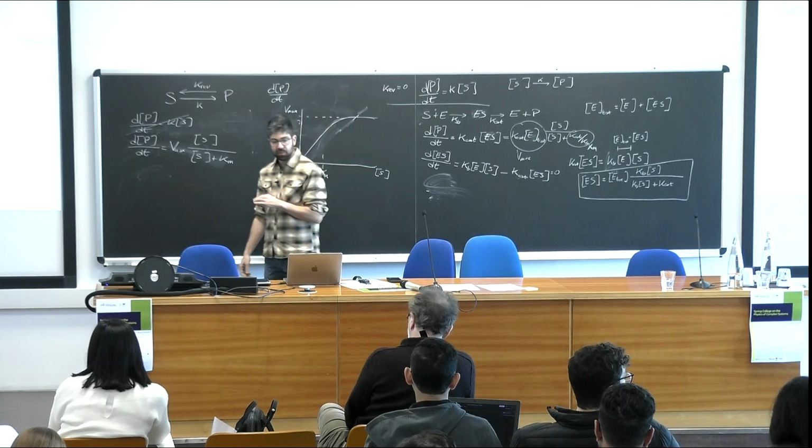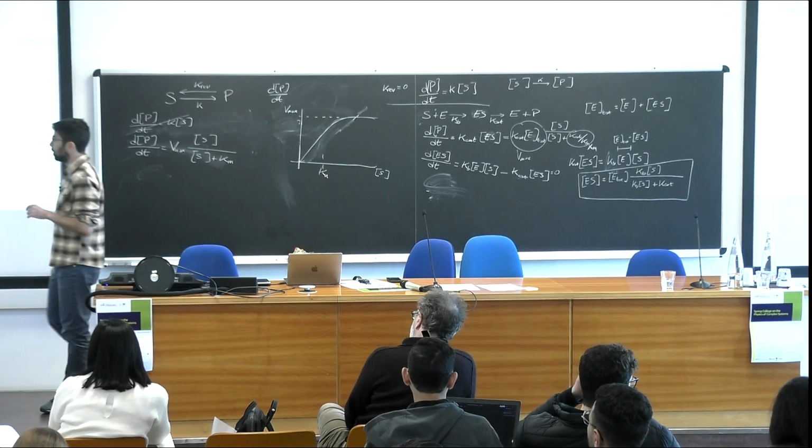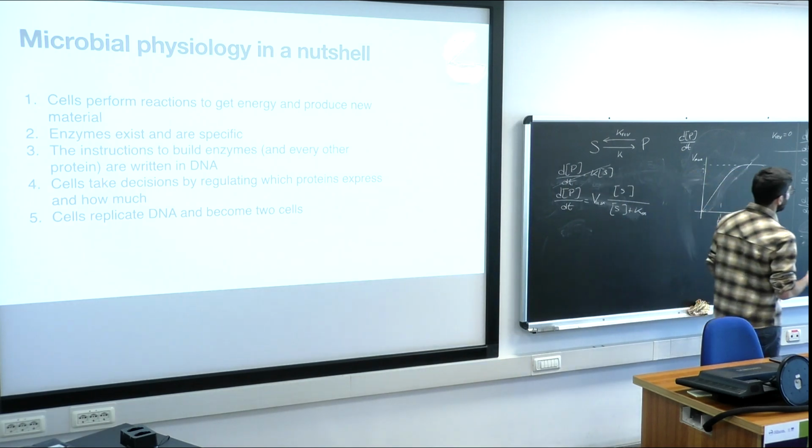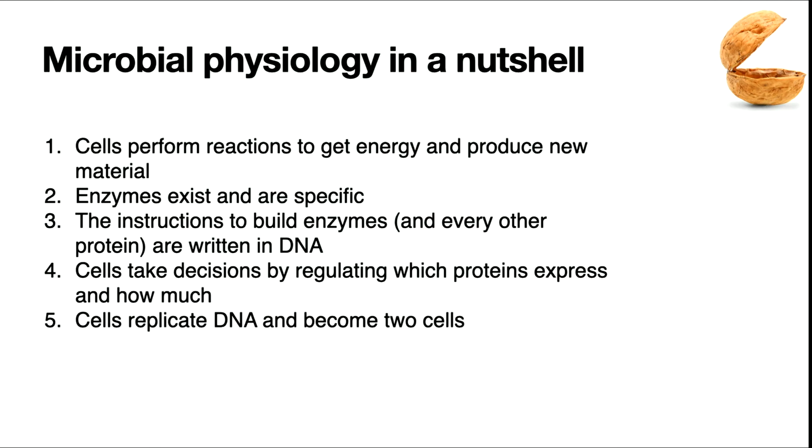Okay, so this is the summary of what I explained so far. There are cells that perform reactions to get energy and produce new materials. There are enzymes that make these reactions occur in finite times and are specific. The instructions to build these enzymes are written on DNA. And cells take decisions by regulating which proteins are expressed and how much. And cells replicate their instructions and become two cells. Okay? So these are the things you have to remember. Questions?